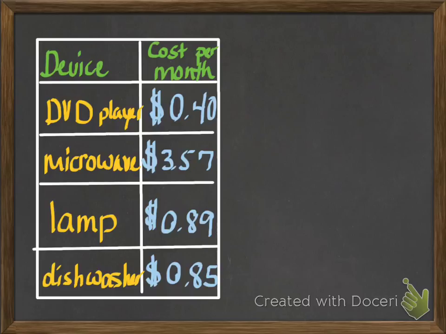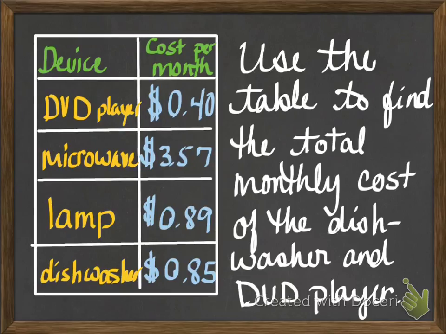So this is a table we're going to use to solve a problem. It has a list of devices and how much each device costs per month to use. A DVD player costs 40 cents a month. A microwave costs $3.57 a month. A lamp costs 89 cents a month. And the dishwasher costs 85 cents per month. Our question is, use the table to find the total monthly cost of the dishwasher and the DVD player.